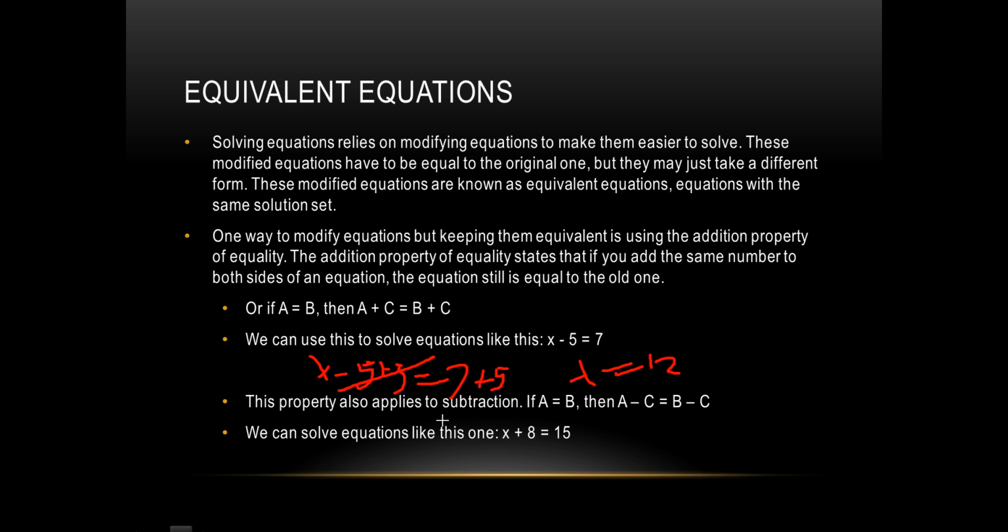This property also applies to subtraction. If a is equal to b, then a minus c is equal to b minus c. And we can solve equations like x plus 8 is equal to 15. We can just subtract 8 from both sides. So x plus 8 minus 8 is equal to 15 minus 8. These two cancel out, so it becomes x is equal to 15 minus 8, which is just x equals 7. We plug this back in: 7 plus 8 is equal to 15, which is true.